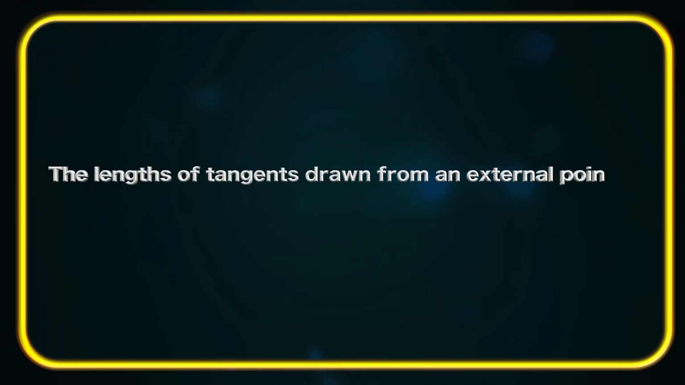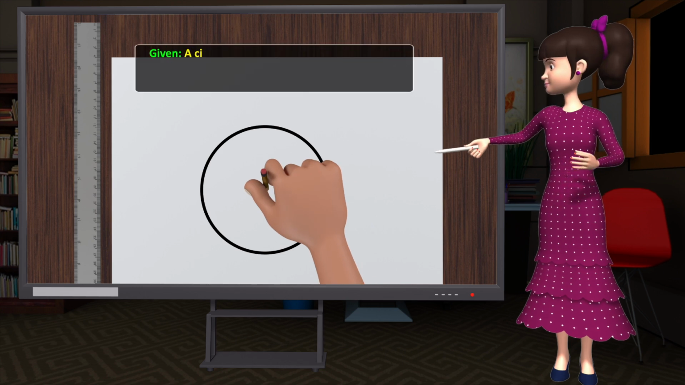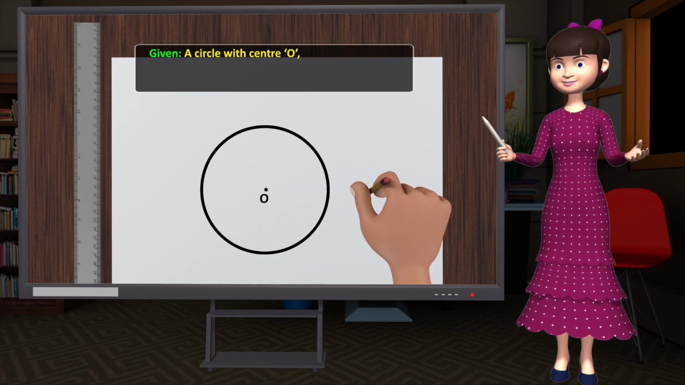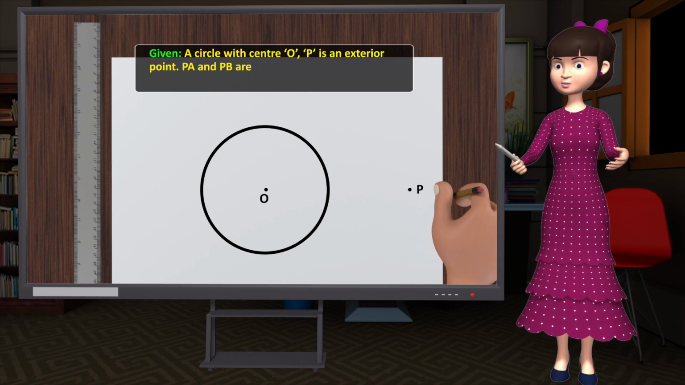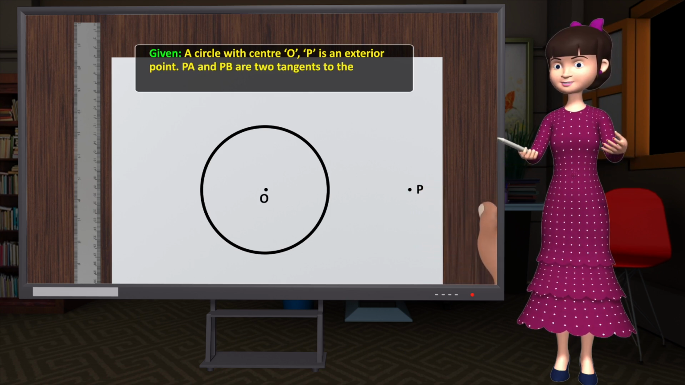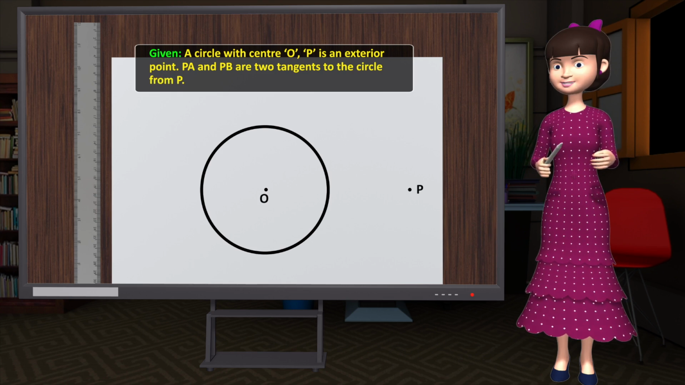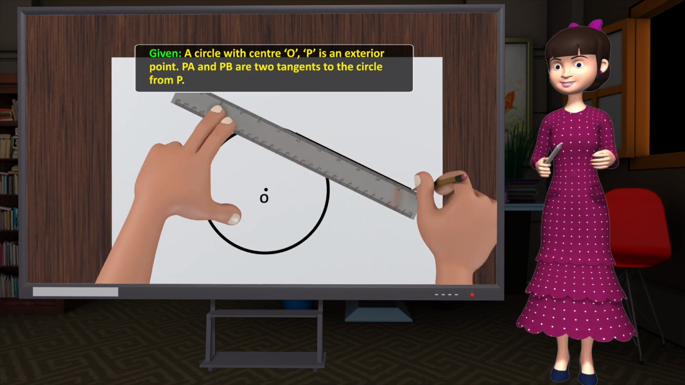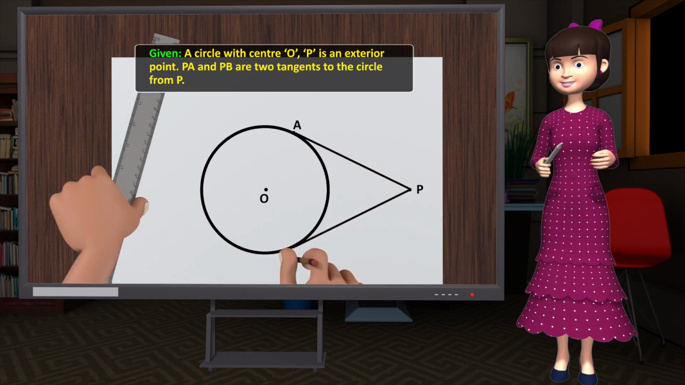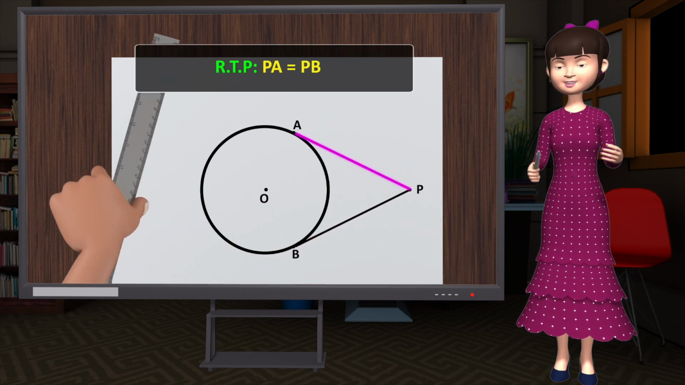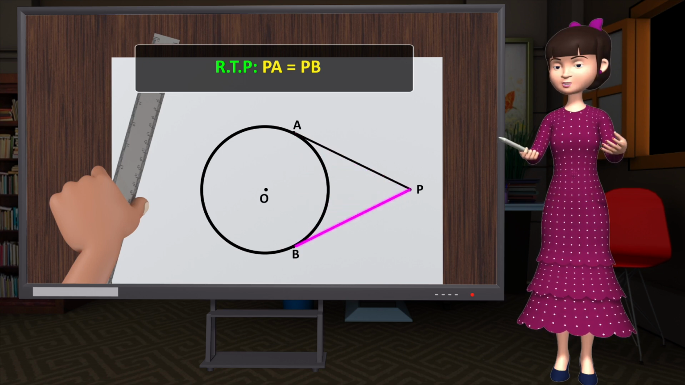The lengths of tangents drawn from an external point to a circle are equal. Given a circle with center O, P is an exterior point. PA and PB are two tangents to the circle from P. We have to prove that PA is equal to PB.